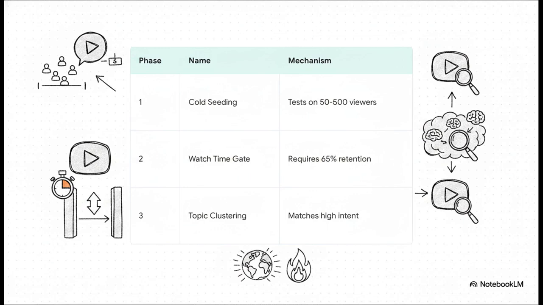Think of it like a brutal obstacle course. When you publish that Earth's core short, it enters phase 1, cold seeding. The platform shows it to a tiny test pool. And here is the kicker: 70% of them are complete strangers. Your existing audience doesn't guarantee a strong start anymore. Then comes phase 2, the dreaded watch time gate. For a video under 30 seconds, you have to hit a 65% retention rate or your video just dies right there. Past that though, you hit phase 3, topic clustering. That's the holy grail where your video is served to high-intent science viewers for weeks on end.